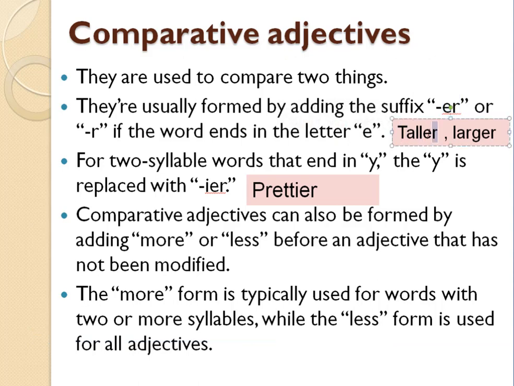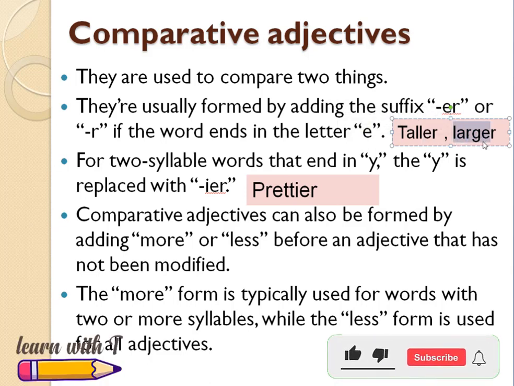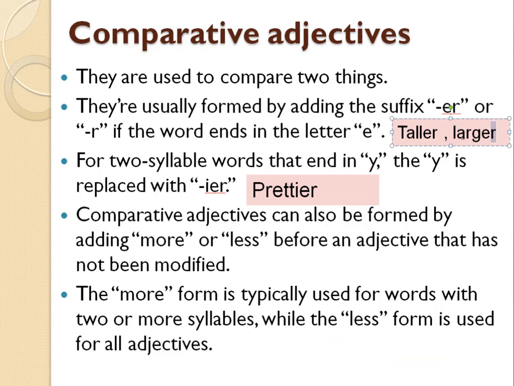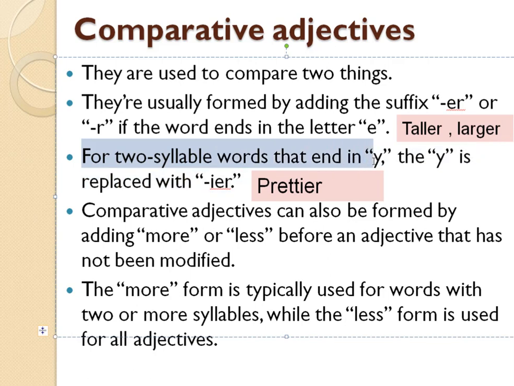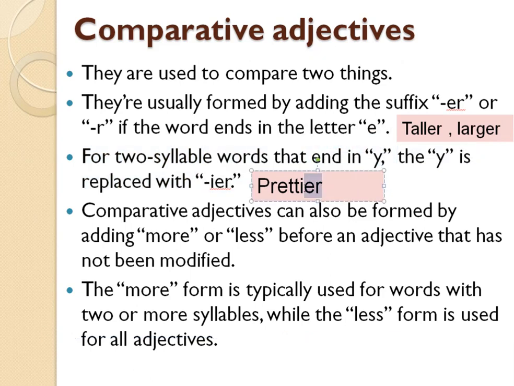So er will be added at the end of this word because that word does not have e at the end of it. And in the case of large, it already has e at the end of it, so we will add only r. So tall will be changed into taller, and large will be changed into larger. For two-syllable words that end in y, the y is changed into ier. For example, cozy will be changed into cozier, and pretty has been changed into prettier.